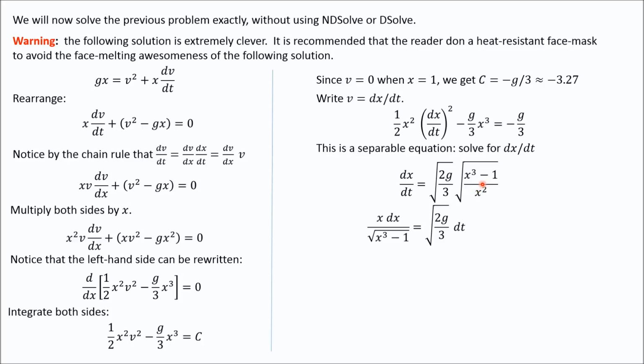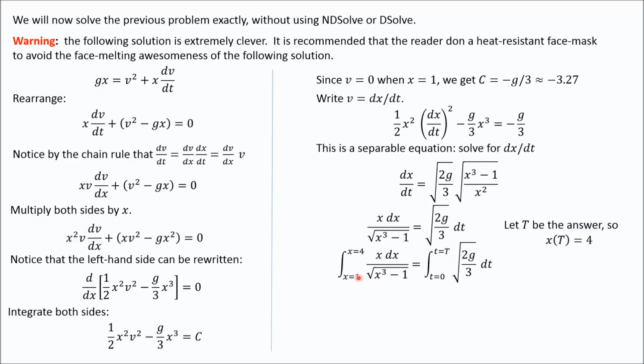And if I separate variables, so I bring all the x's over to the left-hand side and bring the dt over to the right-hand side, we get this. And so let capital T be the moment in time when the rope has fallen off the table, that is when x equals 4. And so we know that x of capital T equals 4. So if we integrate from x equals 1 to x equals 4 with respect to x, that's this on the left-hand side, that's the same as integrating from t equals 0 to t equals capital T on the right-hand side.